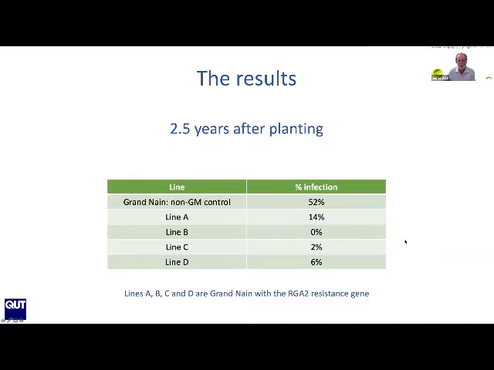Much more importantly, when we go to 2.5 years, and that's September this year, Grand Nain is up to 52%. And we'll probably see that dramatically increase over the next 6 months. 1 line had up to 14% and pretty much the same result as we had in the first field trial. 1 line, no plants infected. 1 line with very small amount of infection, and 1 line with a small amount of infection.